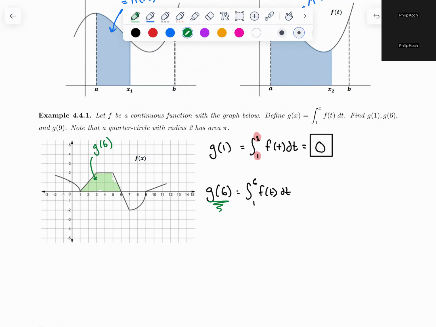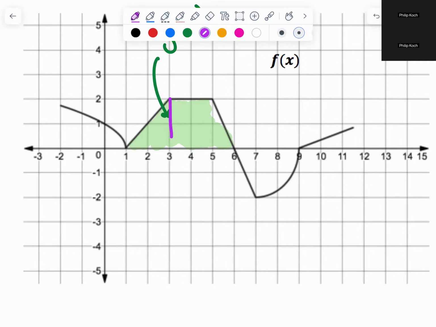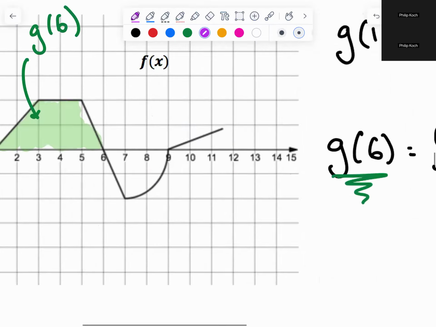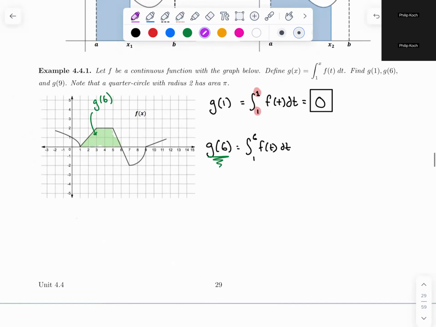If you don't remember that on an exam, please remember that you can always split this up into 3 pieces: 2 triangular pieces and 1 rectangular piece, and add them together. But I'm going to recognize that this is going to be 1/2 base 1, which is 5, plus base 2, which is 2, times the height, which is 2. And that will be 7.